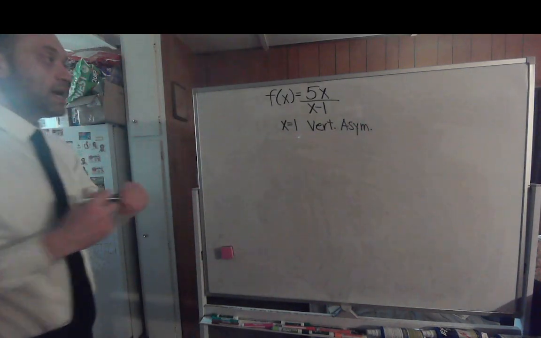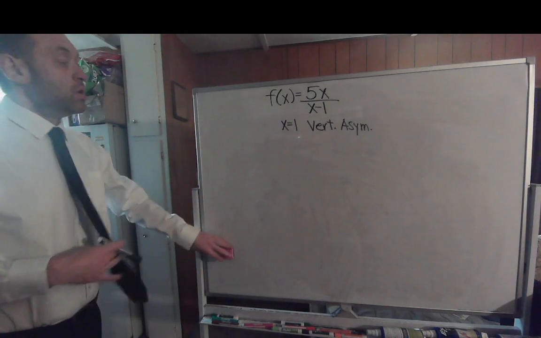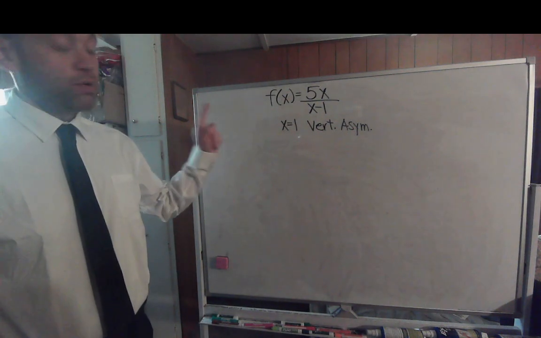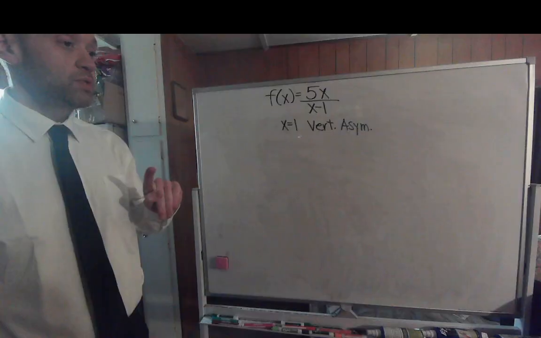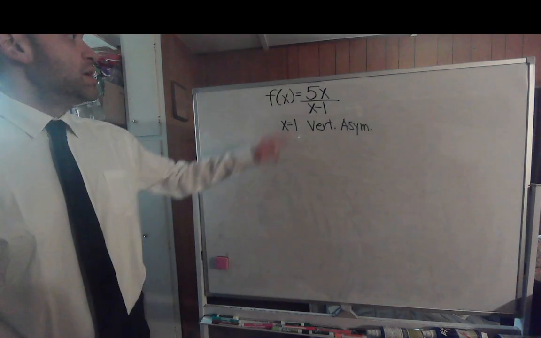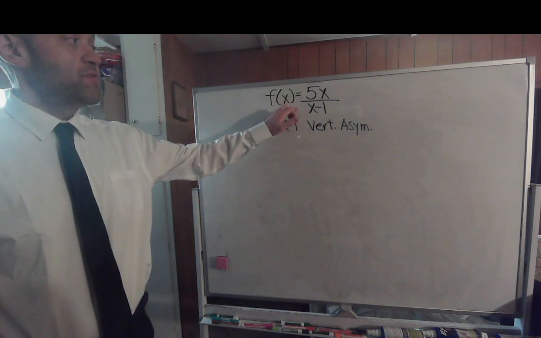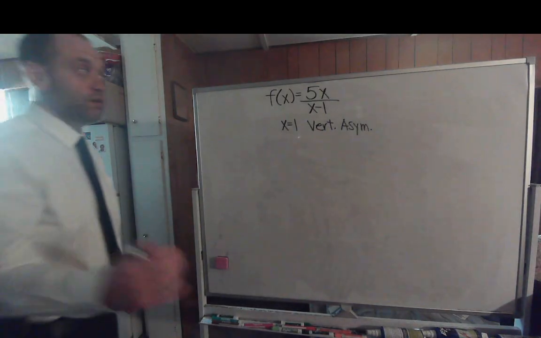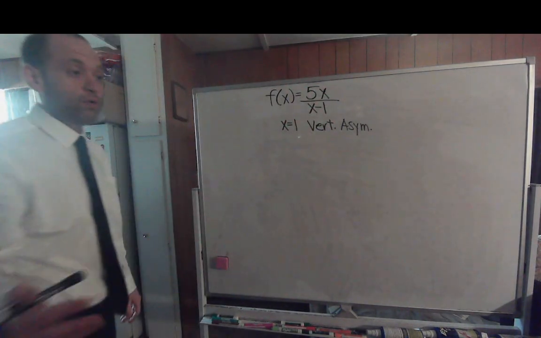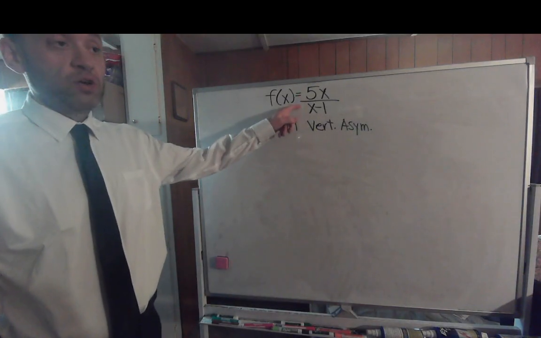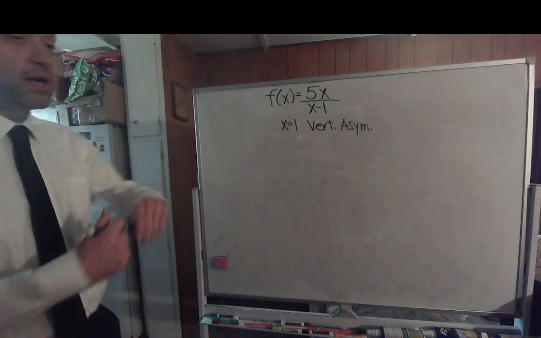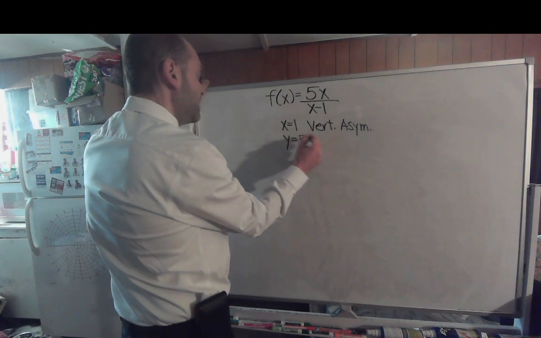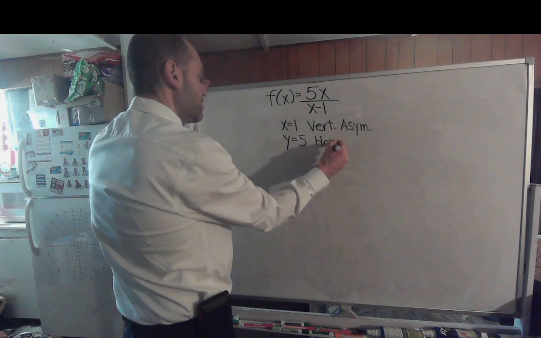All right, so now what about horizontal asymptotes? That's whenever you have the degree of the numerator the exact same as the degree of the denominator. In this case, they're both to the first power. You just divide the leading coefficients. So take 5 divided by 1, you would get y equals 5. So y equals 5 is your horizontal asymptote.